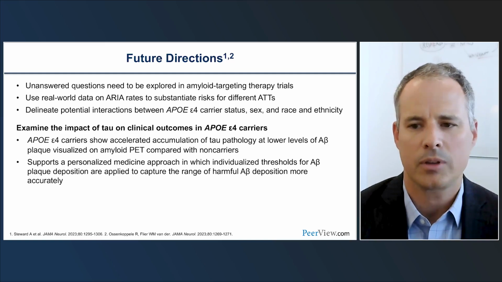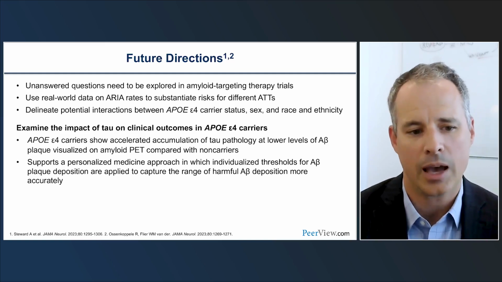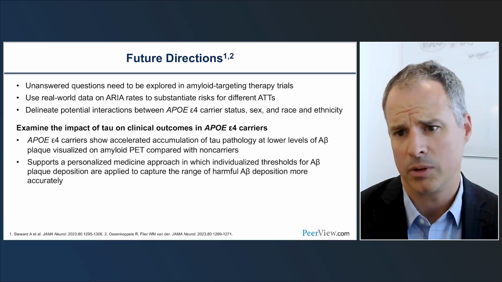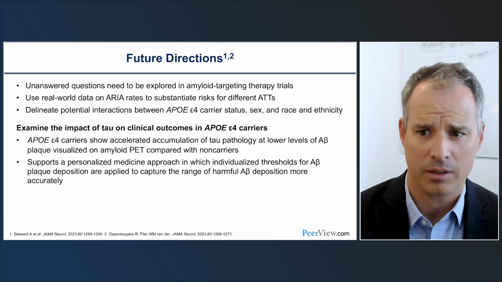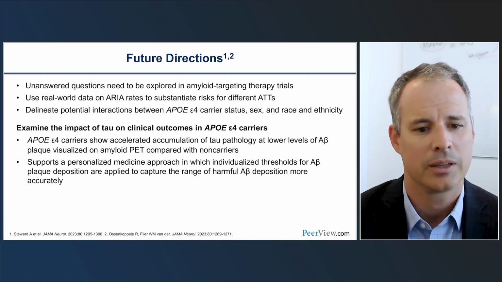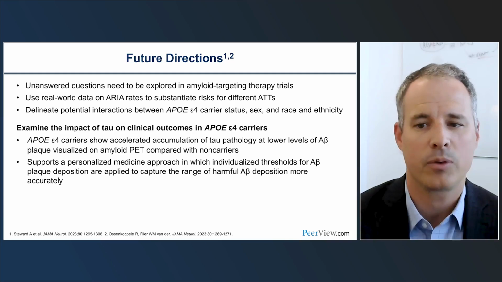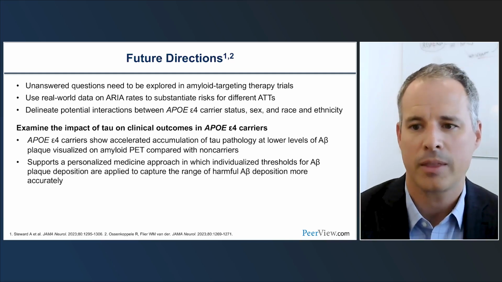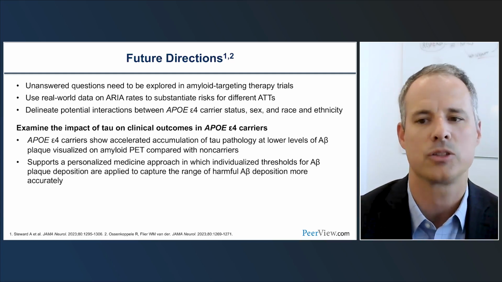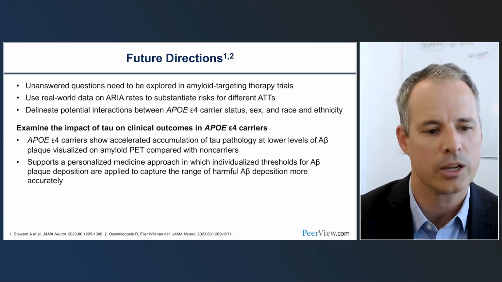So obviously we talked a lot about amyloid today, but tau is extremely important. We're starting to get into an era where we have tau PET in some availability, although it's not widely clinically available at this point. We know that APOE4 can impact tau pathology, and much like it accelerates amyloid pathology, it seems to accelerate tau pathology and tau-related neurodegeneration.